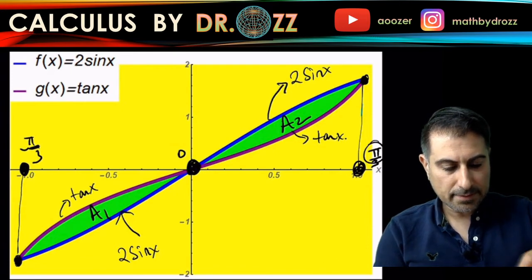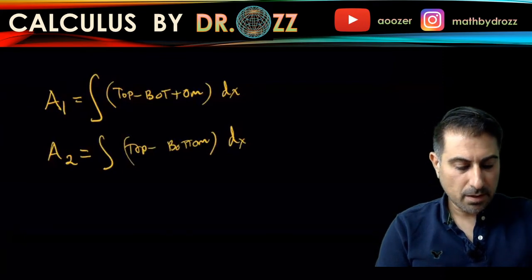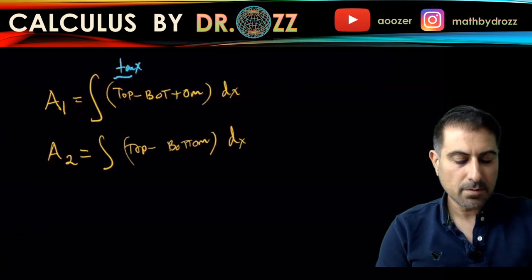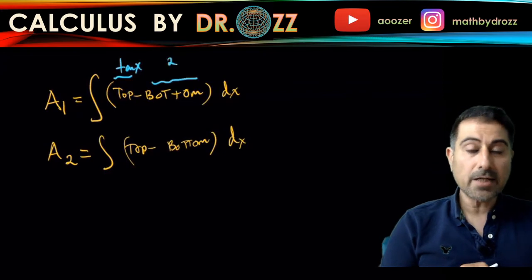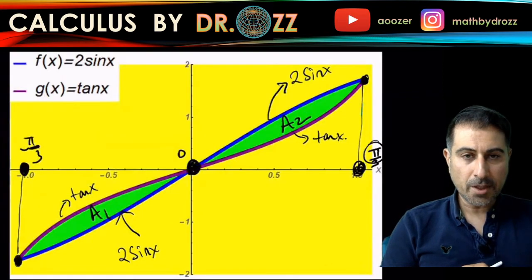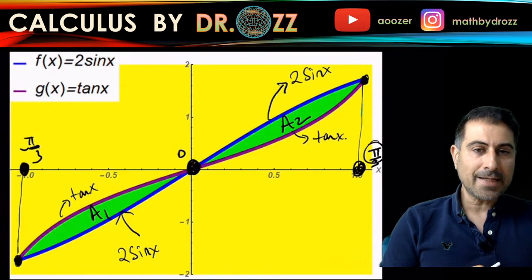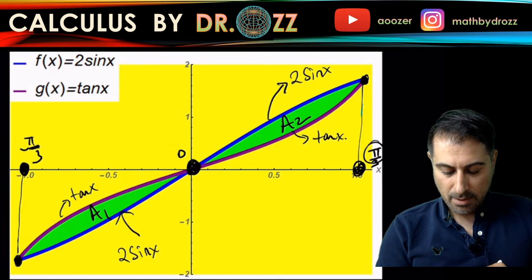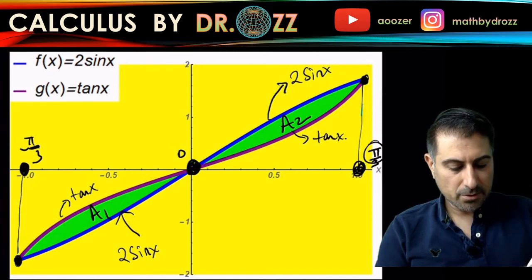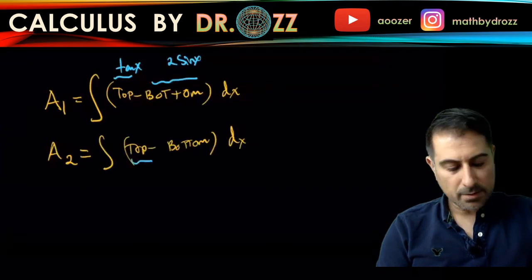So tan x, and then 2 sine x. And it is the other way around. It should be the other way around for the second region and the corresponding area, right? So the top is 2 sine x and the bottom is tan. Okay, so 2 sine is here, and tan is here.